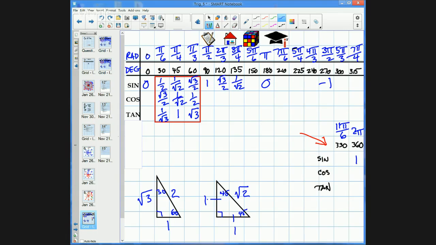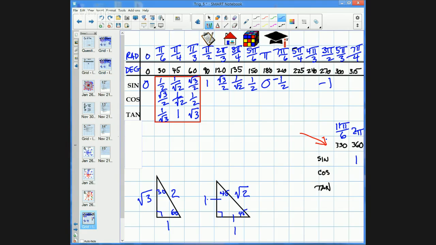150 degrees, that's what? A 30-degree angle with the nearest x-axis. Sine of 30 is 1/2. We're still up, so it's still positive. 210, that makes a 30-degree angle with the nearest x-axis too. The only problem is it's down. So anyway, it's 30 degrees. Sine of 30 is 1/2. But because we are now below, and sine is a vertical guy, this has to be negative 1/2.